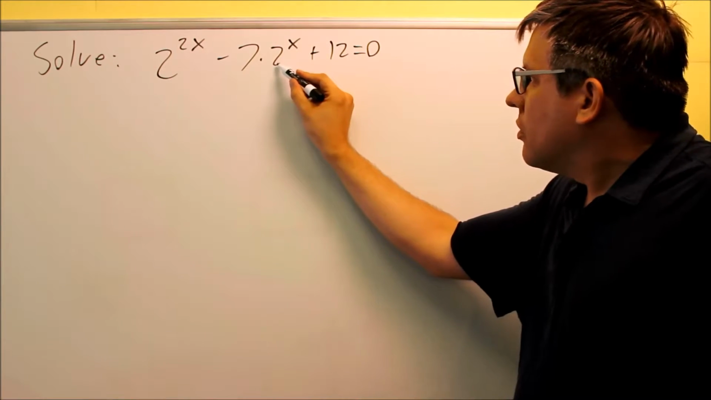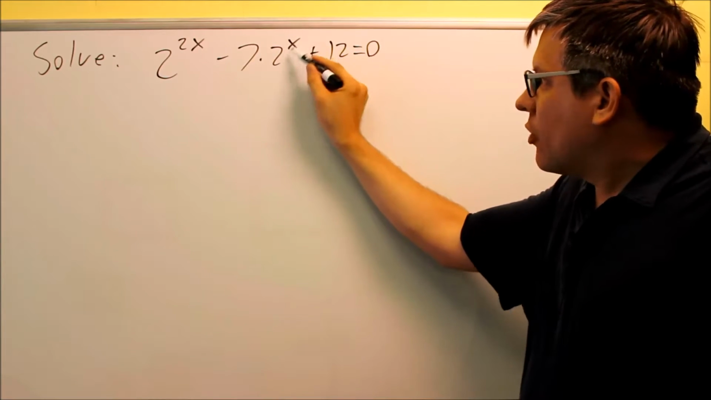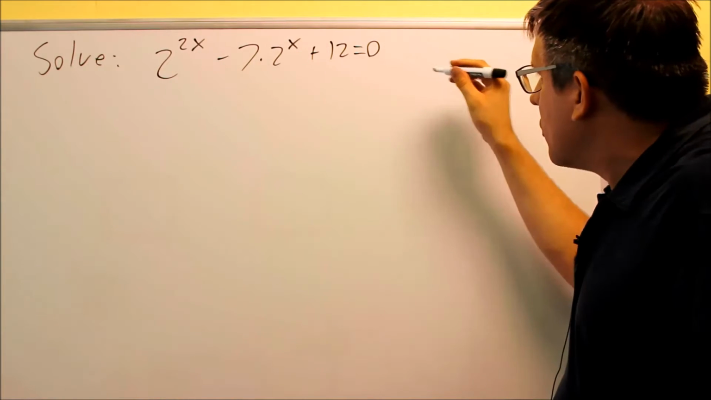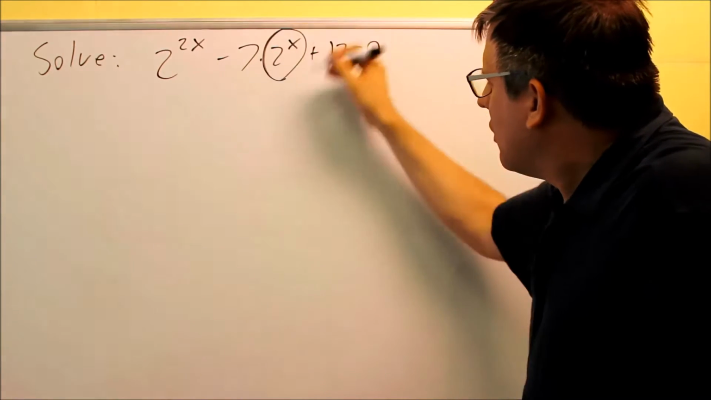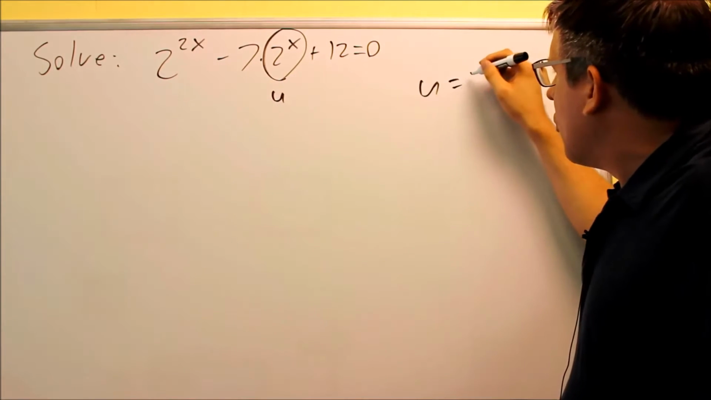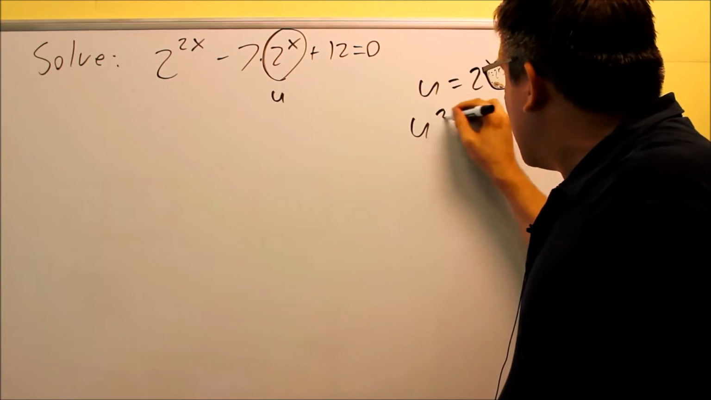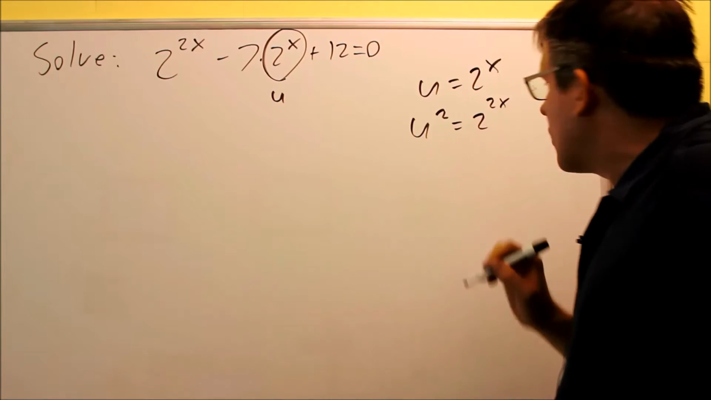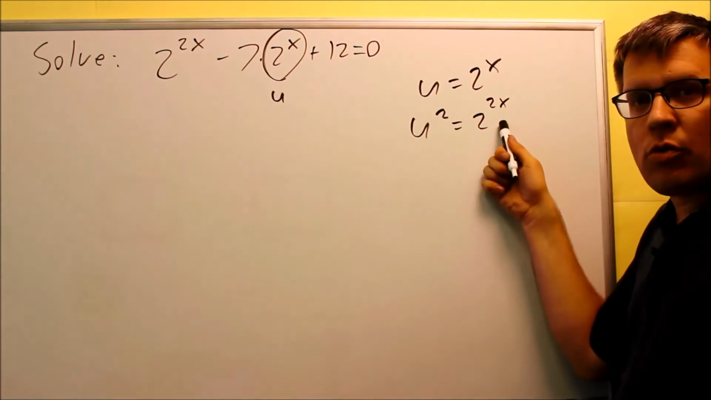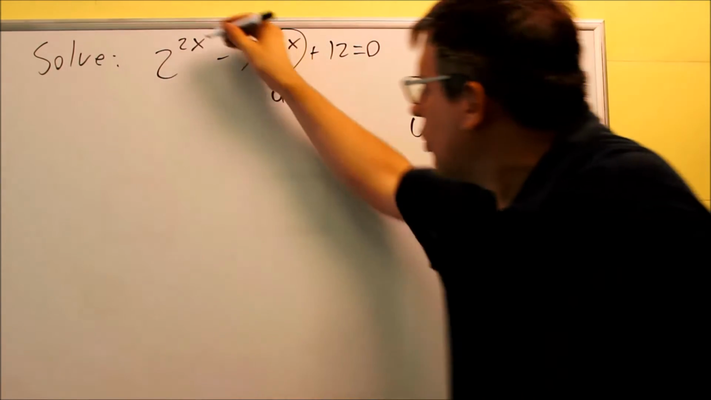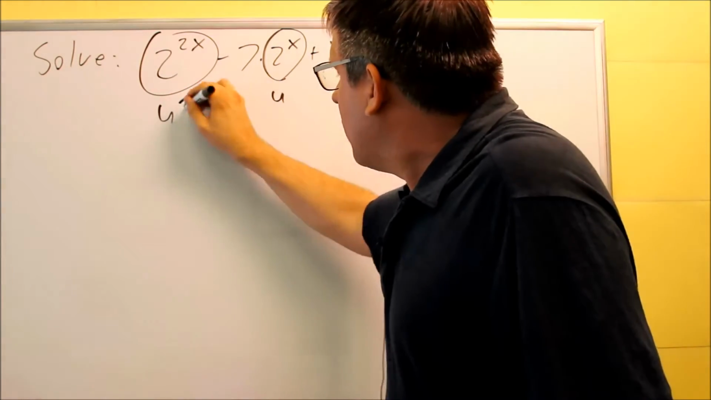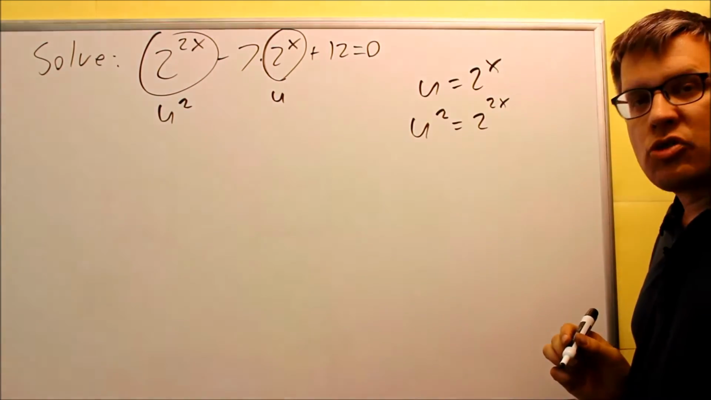The 2 is being raised to an x. The x only applies to the 2, so that's the one I'm going to use. So this part right here, that's going to be u. So u equals 2 to the x. Then, if I square both sides, I would get, like I did in the previous example, u squared equals 2 to the 2x. So again, this one in front right here is going to be turned into a u squared.